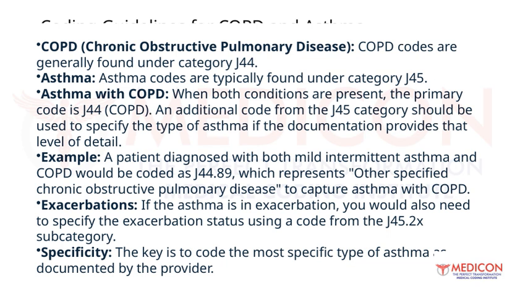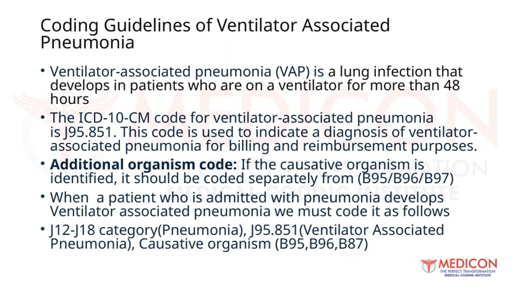Let's take a closer look at the coding guidelines for ventilator-associated pneumonia, or VAP. VAP is a lung infection that can develop in patients who are on a ventilator for more than 48 hours. It's important to accurately document this condition for proper billing and reimbursement. The specific ICD-10-CM code for VAP is J95.851, and this code indicates the diagnosis of ventilator-associated pneumonia.